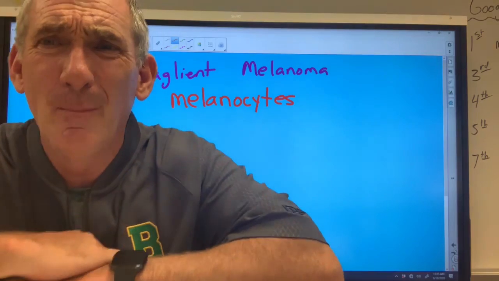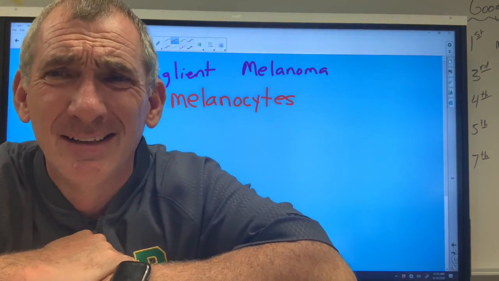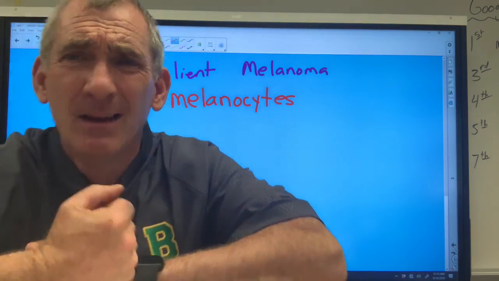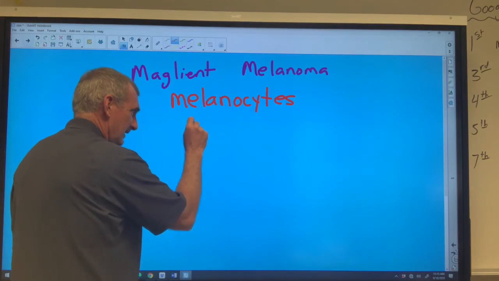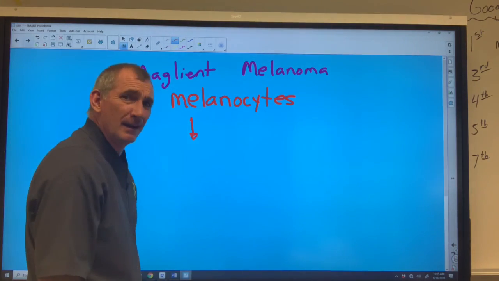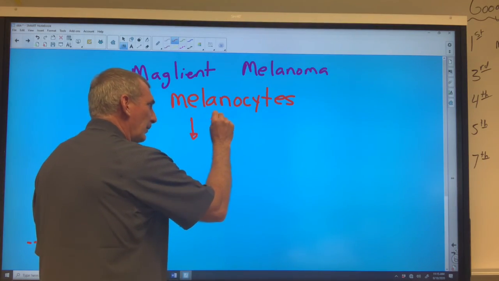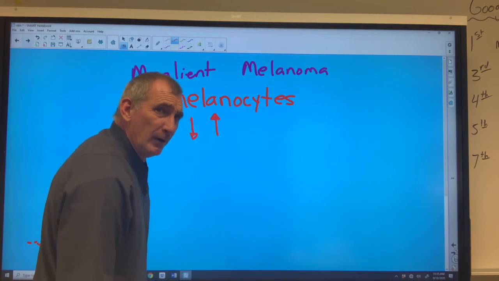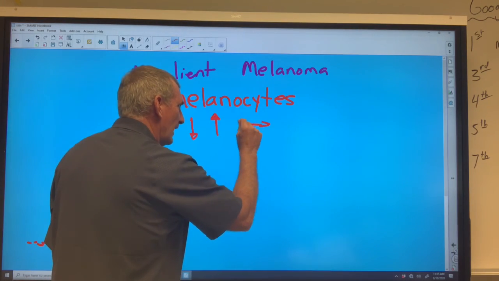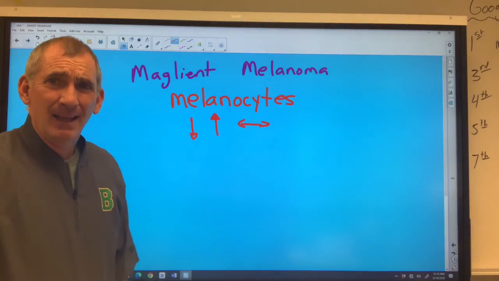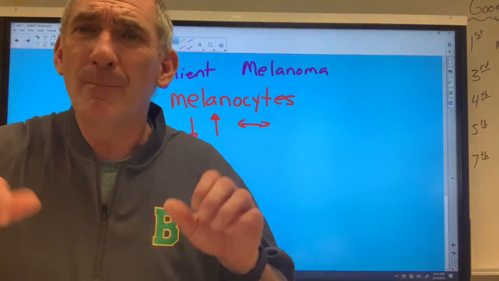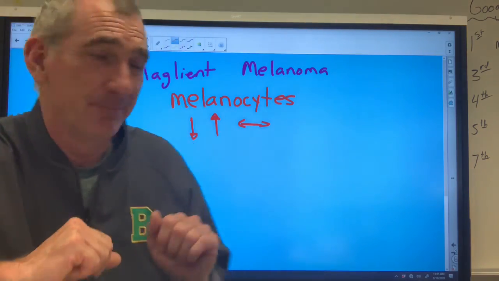Now, Lauren, what makes this so bad is how does it grow? Lauren, yes, it grows down. But Lauren, it also grows upward. And then Lauren, also, it could go side to side. And Lauren, that's what makes it so difficult to treat.